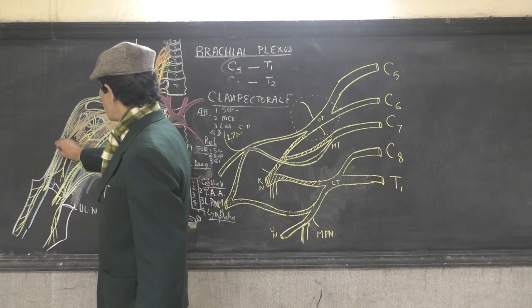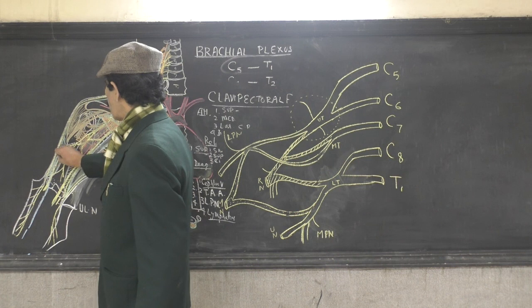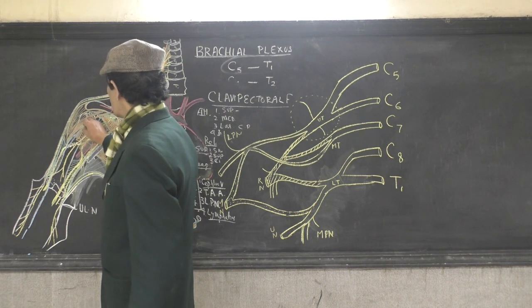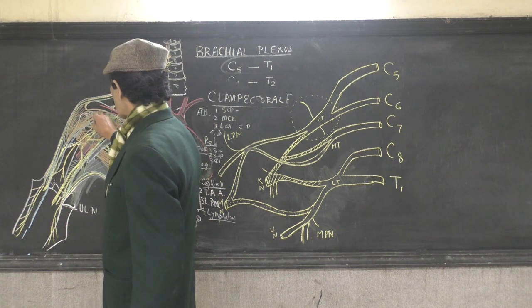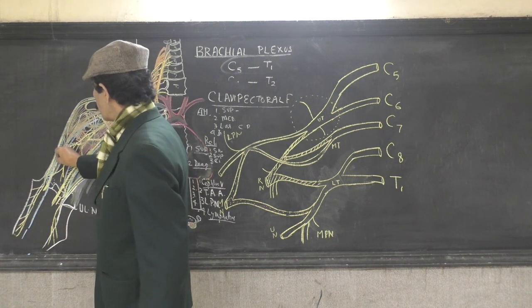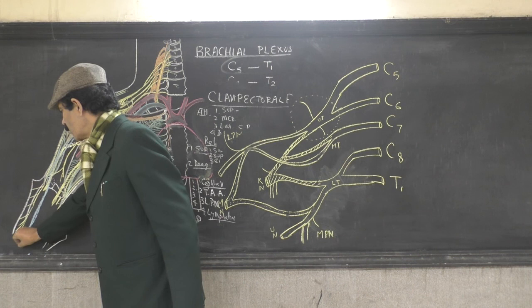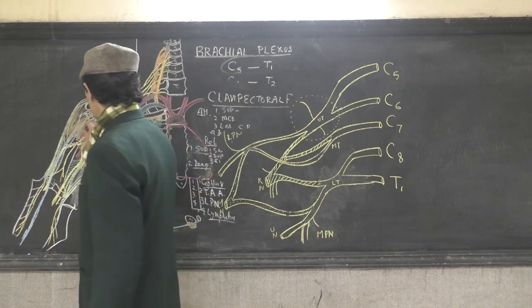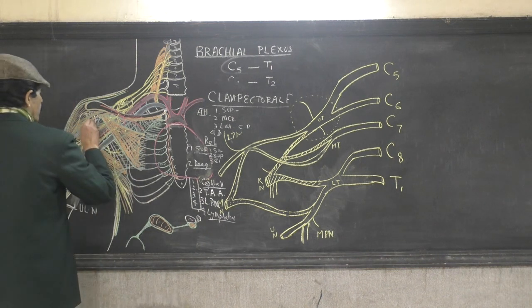It runs up, and then it runs in the deltopectoral groove. The cephalic vein starts from the thumb side of the hand. So this cephalic vein lies in the deltopectoral groove.